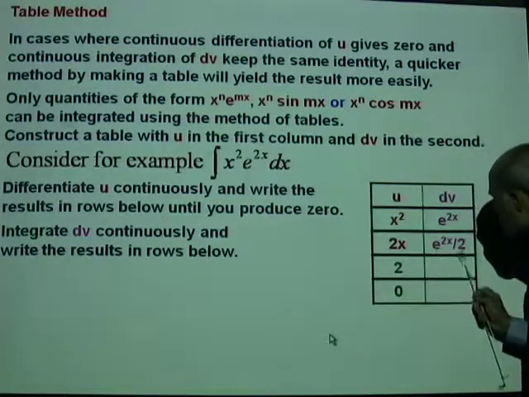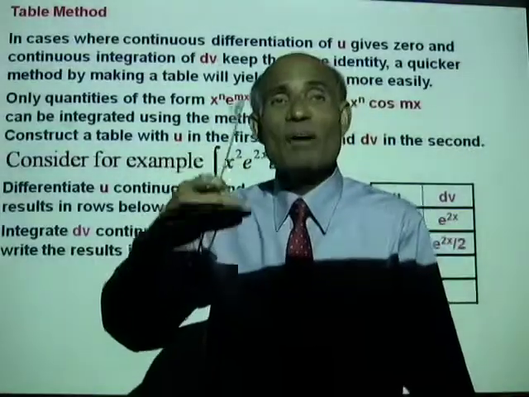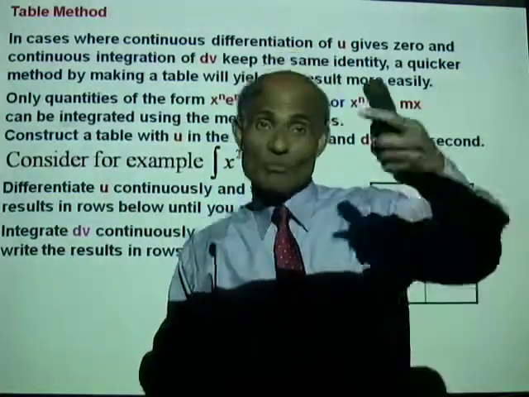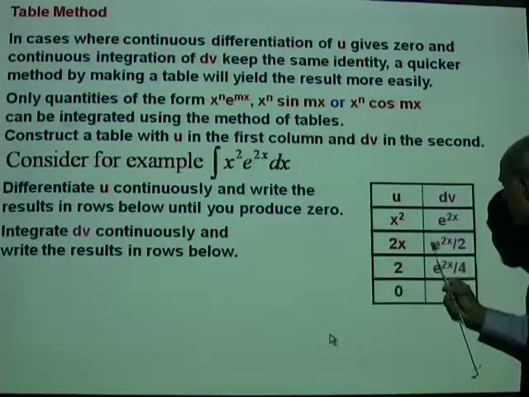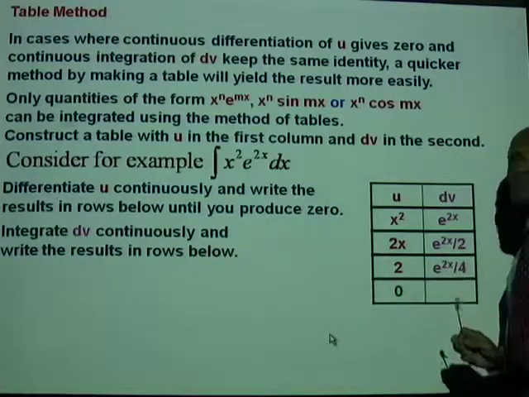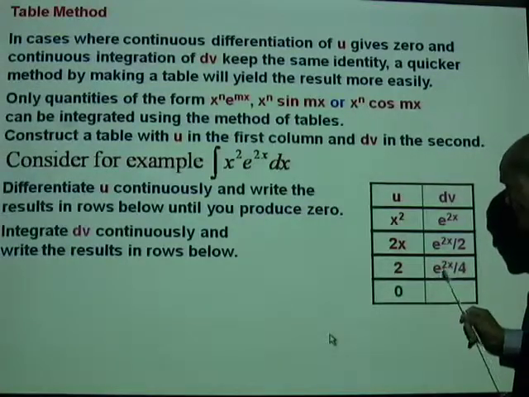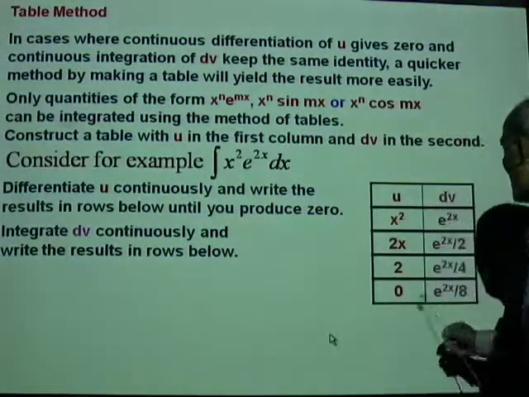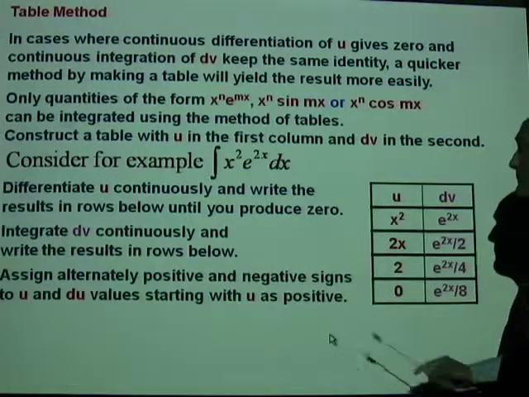What do you get if you integrate this? Integrating e to the power of 2x divided by 2 gives e to the power of 2x divided by 4, because one more 2 will come down. And what do you get if you integrate this? It will be e to the power of 2x divided by 8. That's right. Okay, now we have completed that. What is the next thing?